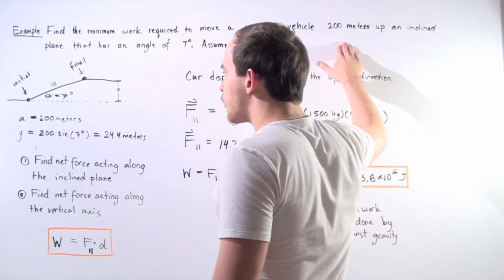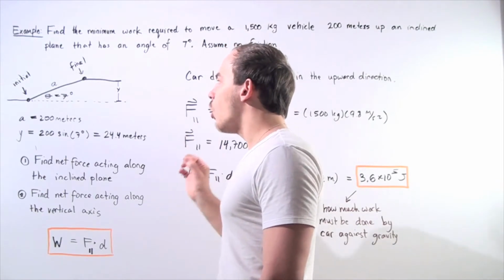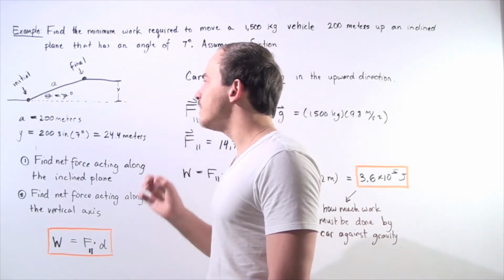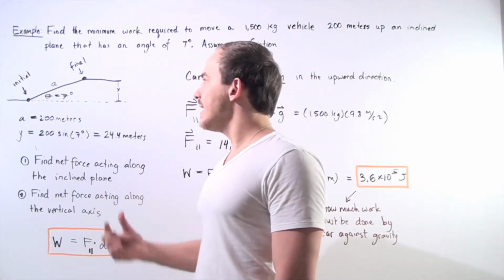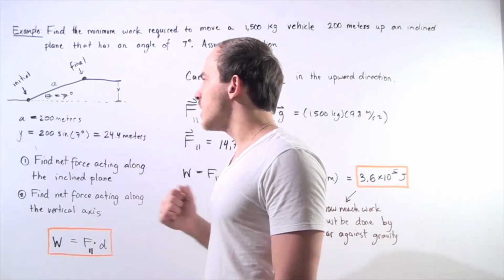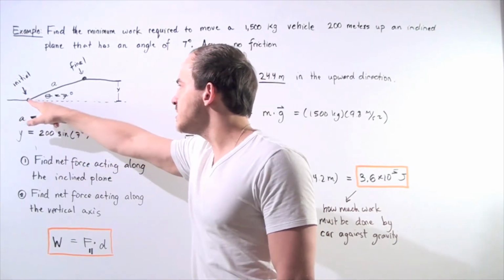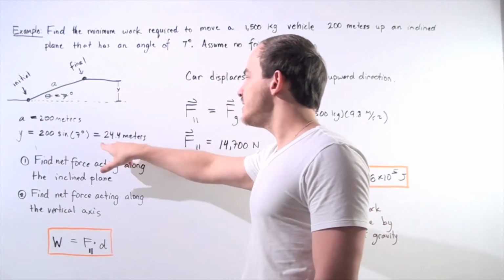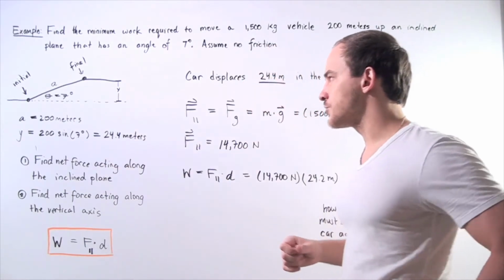Now we can also determine the displacement along the y-axis of the vehicle by simply using our sine function. Sine of the angle 7 degrees multiplied by 200, our displacement along our inclined plane, is equal to 24.4 meters.